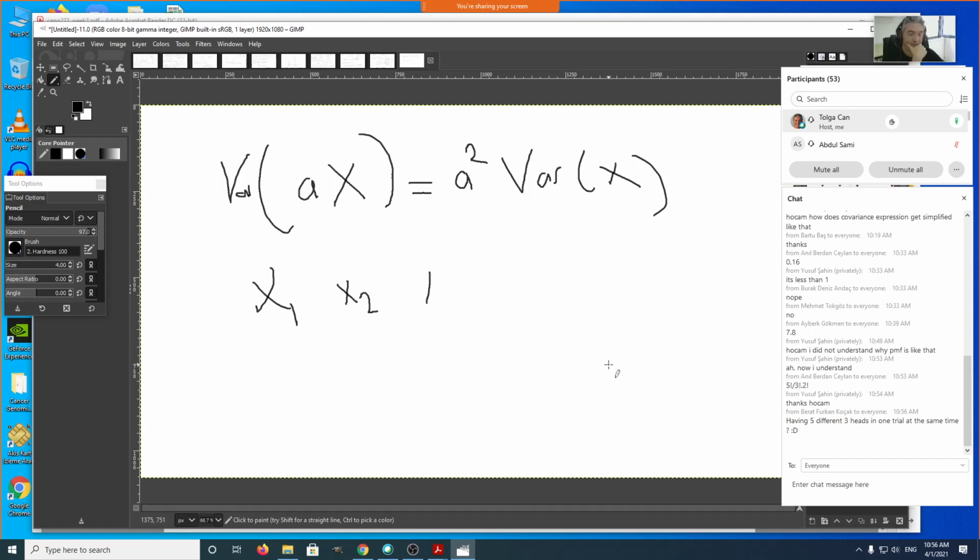Oh, having 5 different tree heads in one trial at the same time. I don't know. Yeah, it's difficult to comprehend, but it may be something like that.